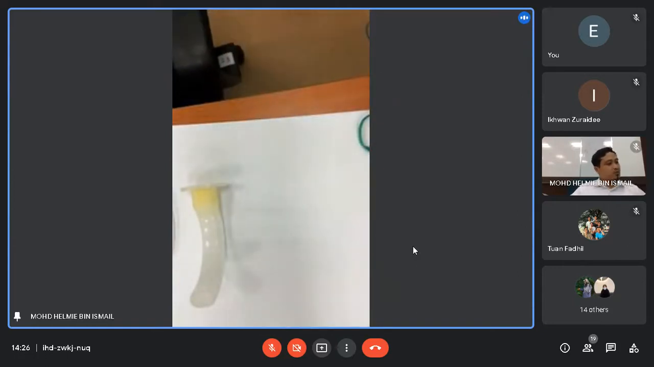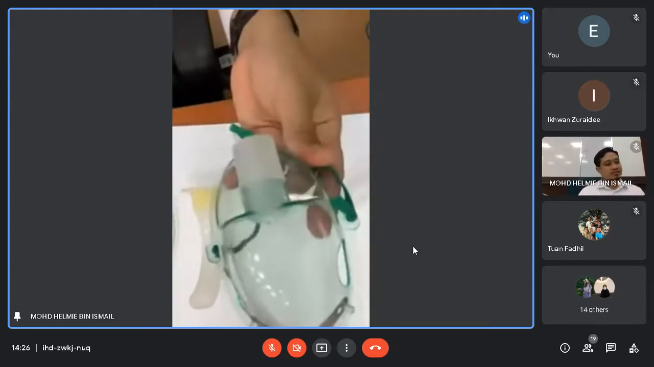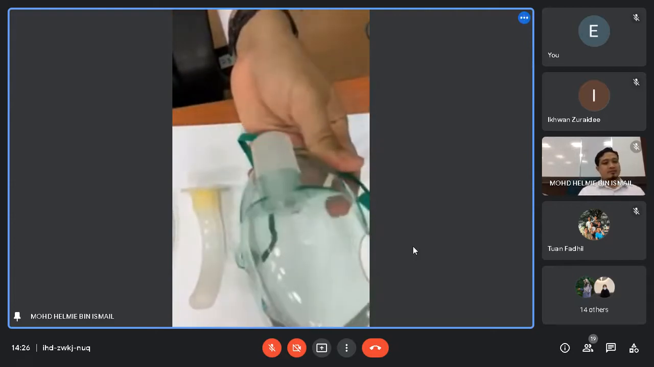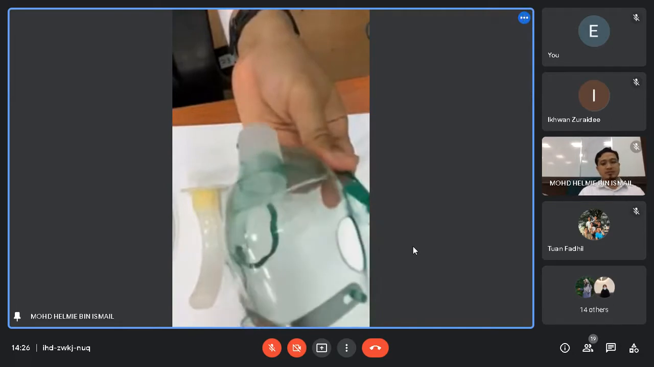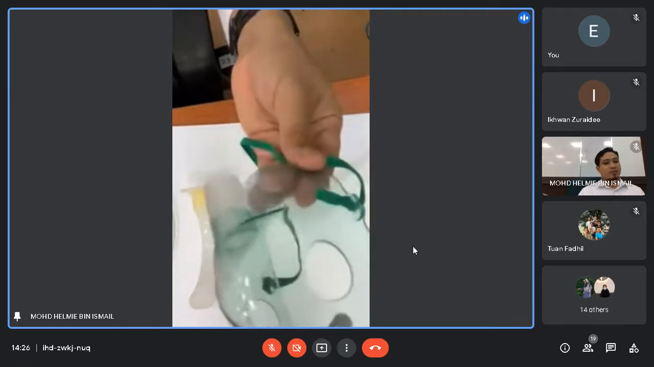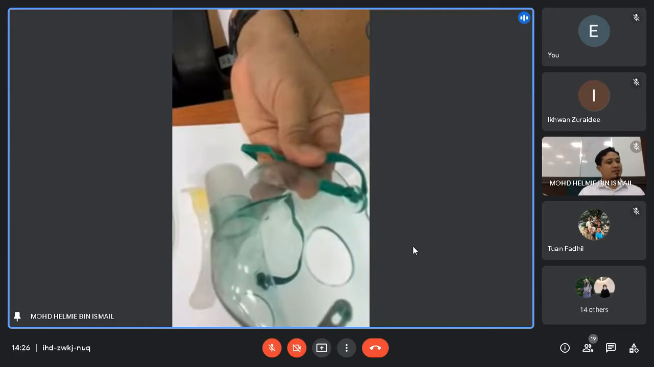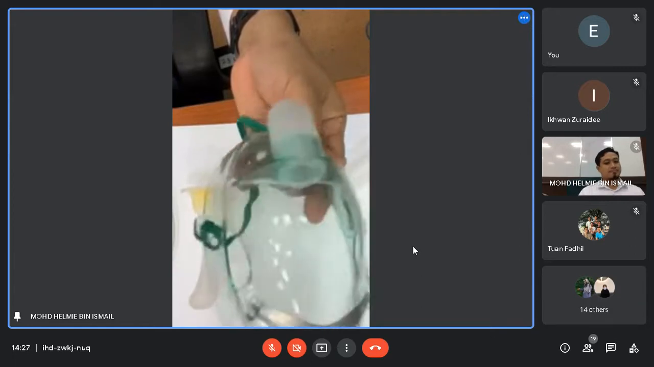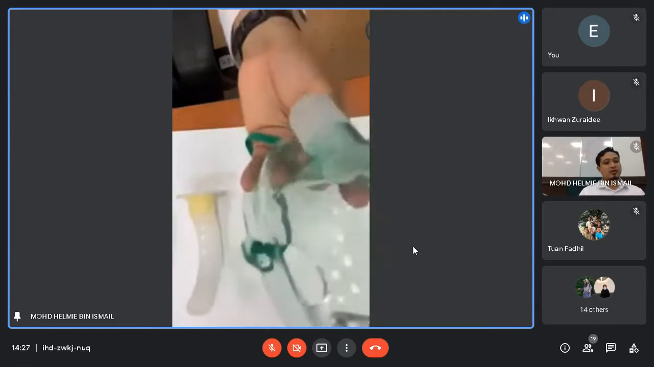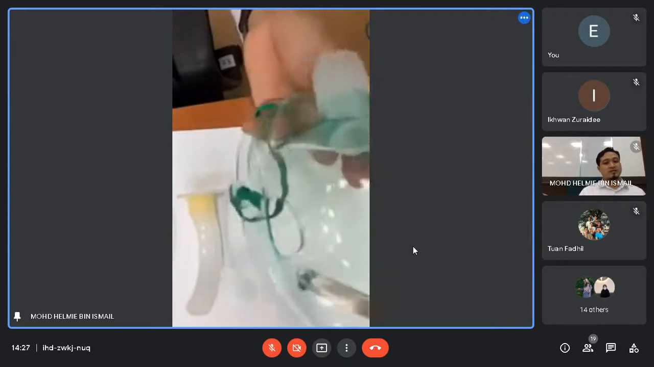Alright. So next you go to venturi mask. This one is a venturi mask. So apa yang special dengan venturi mask? Venturi mask apply rebreathing or non-rebreathing punya sistem? Kalau you boleh tengok, kalau ikut logik lah.